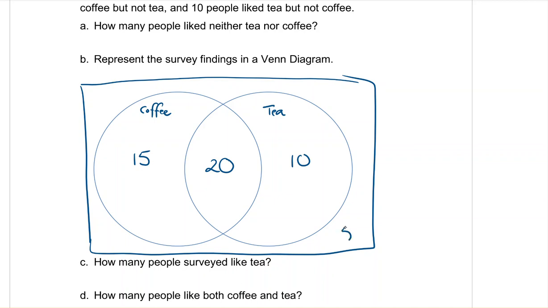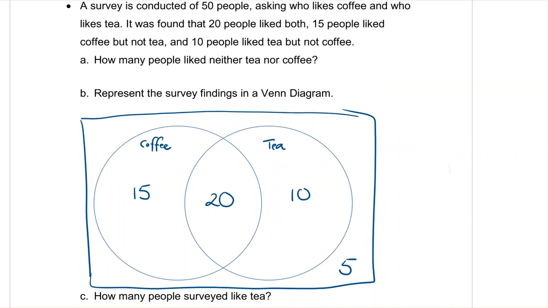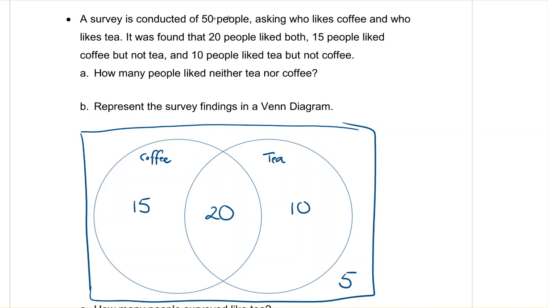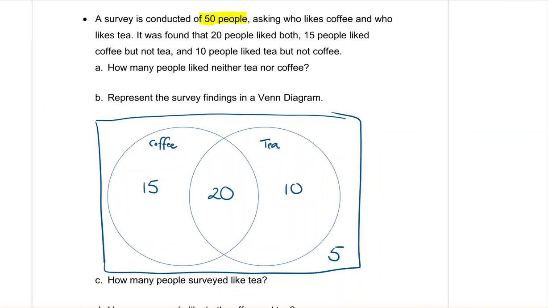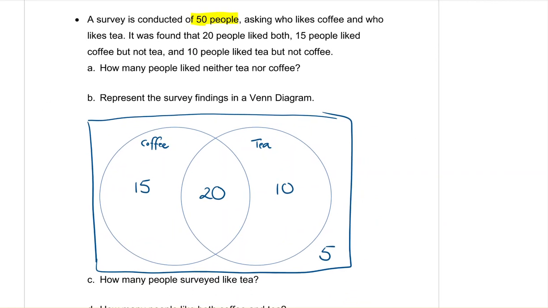Correct. So what Poppy just did, we were told in the question that there were 50 people asked this survey, who likes tea and who likes coffee. My numbers that I have in there at the moment, 10 plus 20, that's 30, plus this one is 45. There's only 45 people who've got an answer in here, which means there must have been 5 people who didn't like either. Be careful how the question is worded.